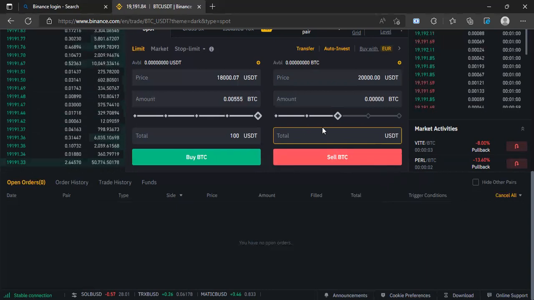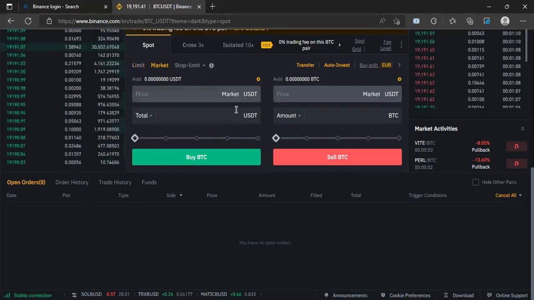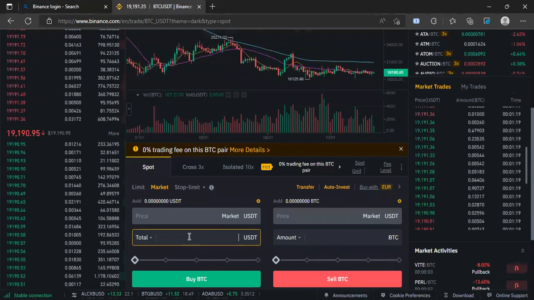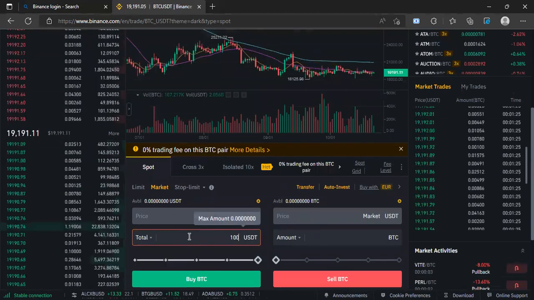Okay, very clear. So I think you were about to go to market, right? Yeah, that's like a market order, instant execution, just putting the amount and the price. Exactly. For example, right now, the same thing. Let's say we're buying $100 worth of USDT. Put in $100.